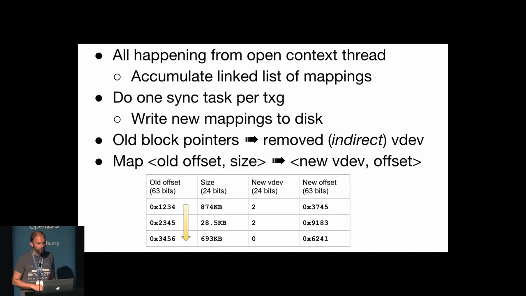Okay, so this is all happening from that open context thread that I mentioned. So we're figuring out what the mappings are by allocating the new locations, but we can't actually write that into the MOS because we're in open context. So what we're doing instead is accumulating a linked list of mappings. And then we arrange for every transaction group to do one sync task that will write out all the new mappings to disk.